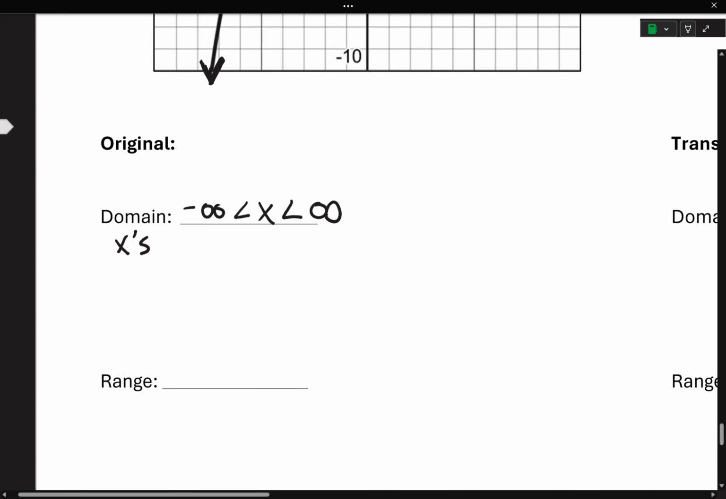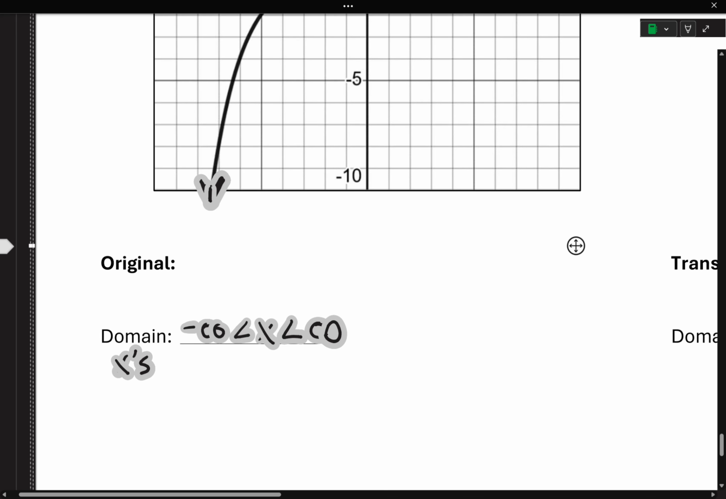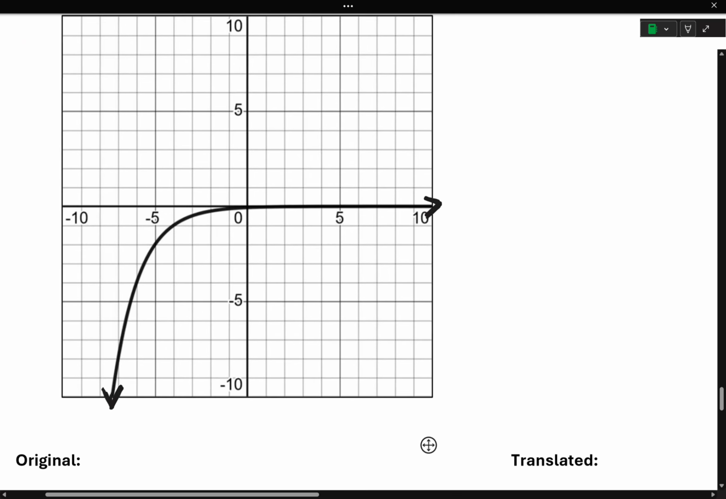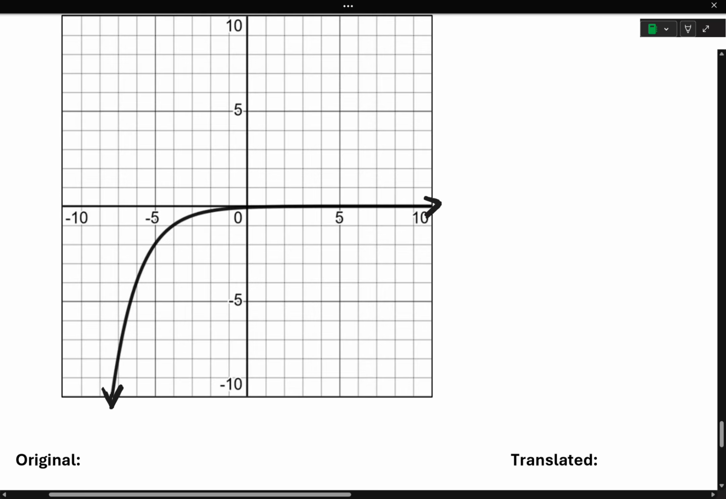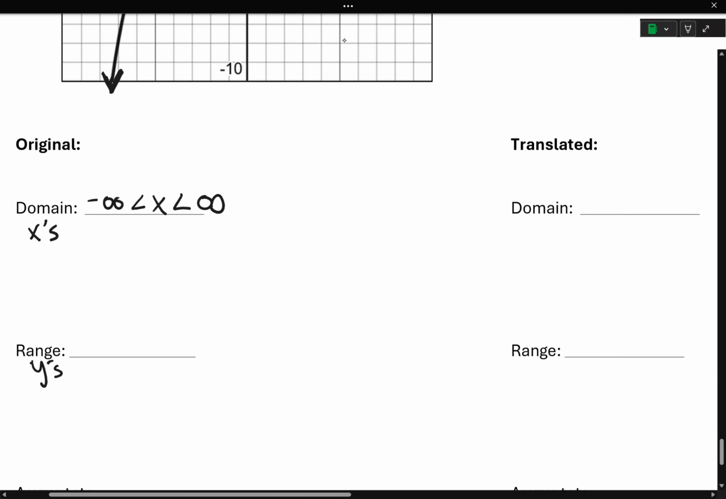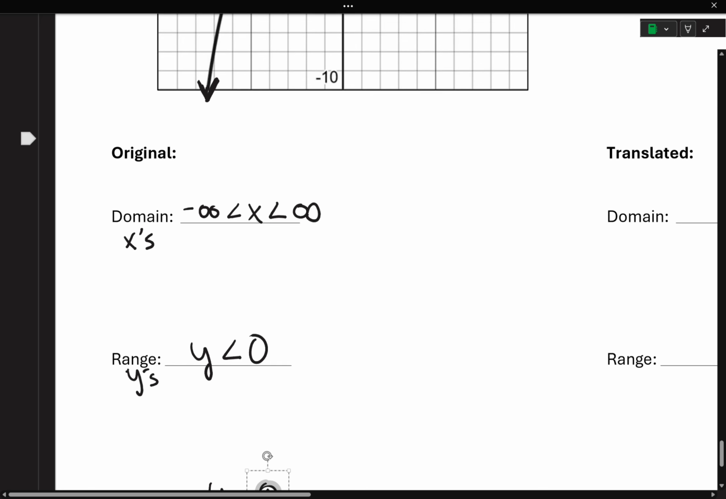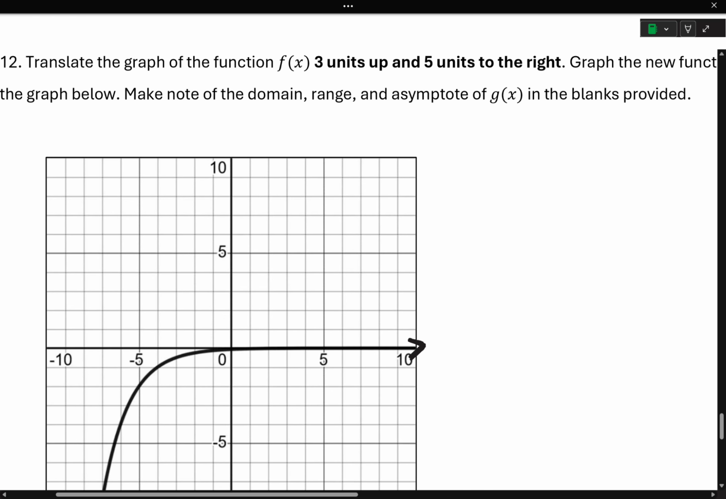Our range talks about our y's. Well, this is a little different because you could probably tell once I get there, there are no y's in this area. All of my y's are below 0. They're all underneath it. All of my y's are less than 0. My asymptote is at y equals 0. I can tell because that's where it's flattening out. Right. Now let's translate it.